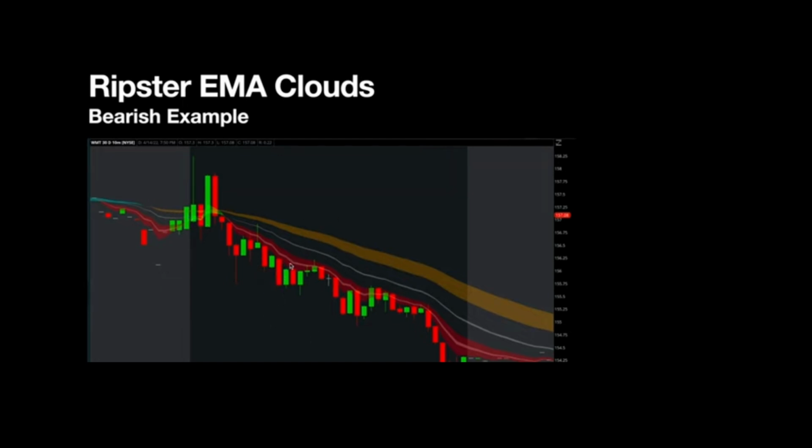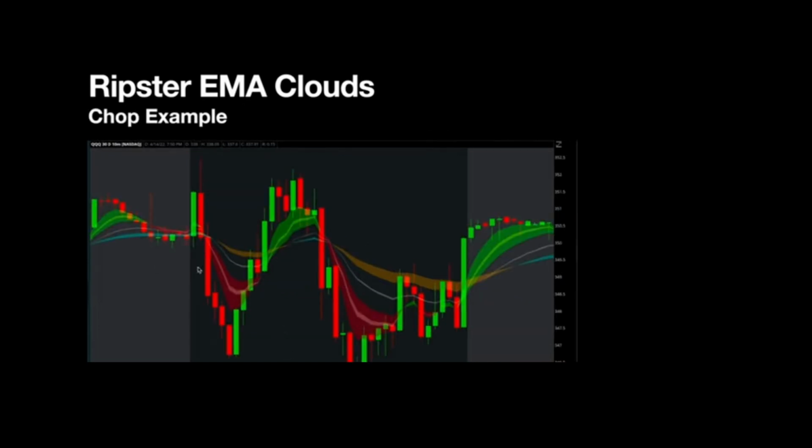Again, 5/12, 8/9 stacked down, 20/21 headed down and to the right, and the 34/50 down and to the right, also orange. So it's been flipped over. You can see where it flips over from being blue to orange. And so this is a very decidedly bearish example. These are both the same stock, Walmart. So one day was bullish, one day was bearish.